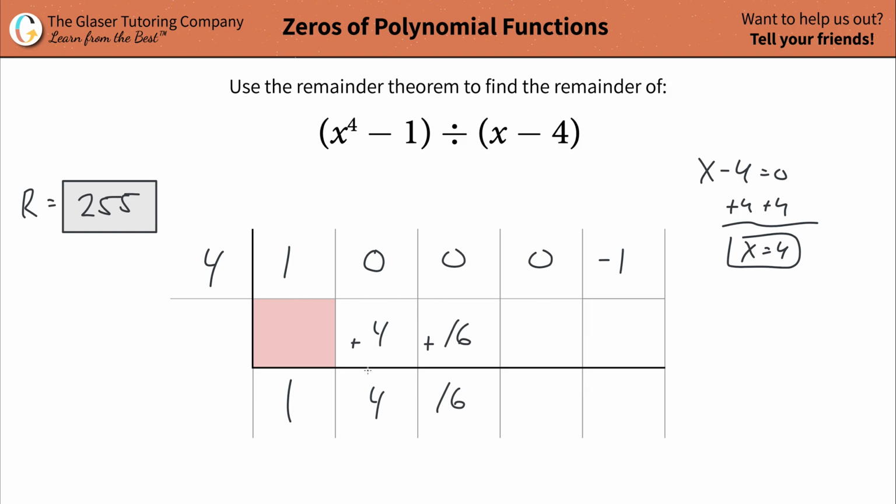That should be 64, but let's double check. 16 times 4, yeah, 64. Plug it into the next adjacent cell, add that up, which is 64. Then you take the 64 and multiply it by the 4 out here, and that should be 256, but let's double check. 64 times 4, 256. Then take the 256 and add it to the negative 1, and 255. That's what we said before.